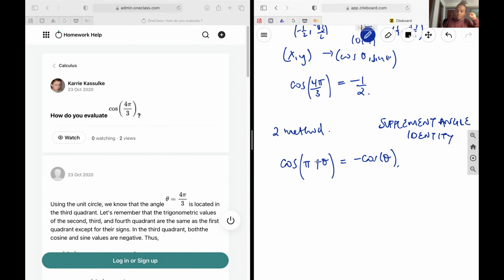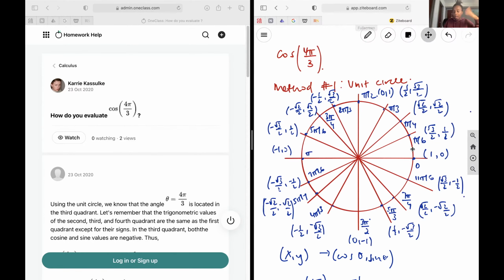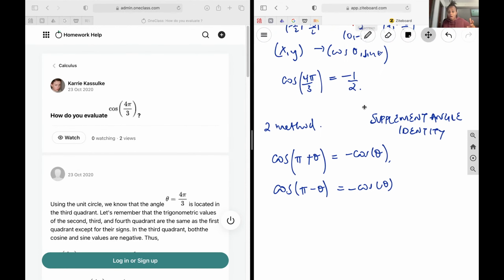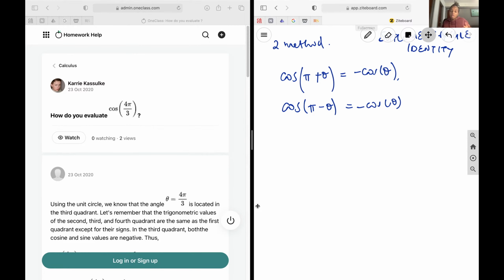You also have another identity, which is cos of pi minus theta is equal to negative cos theta, and that is read similarly here. Pi minus pi over 6 is 5 pi over 6. When I come here, root 3 over 2, negative root 3 over 2. So it's just reading these patterns off of that same unit circle and deriving these general formulas that one can easily memorize and spit out what the answer is. And so I have cos of pi plus pi over 3 is equal to negative cos pi over 3.